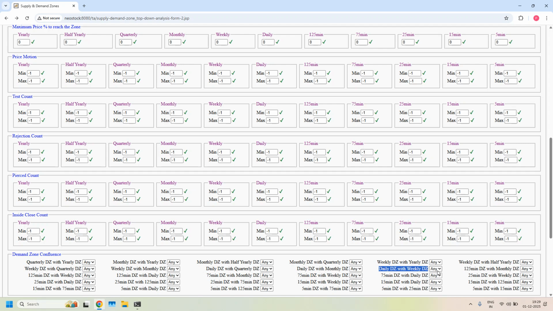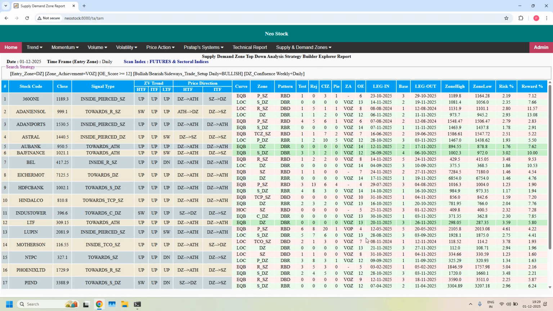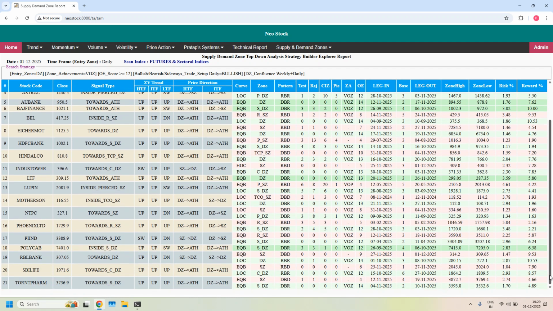So this is the filter. I am enabling this filter. By applying this filter, out of 27, first 17 stocks. Scrolling the list down, 21 stocks are filtered out. All these 21 stocks have daily demand zones overlapped with weekly demand zones. And the weekly trend, that is ITF trend, is uptrend in all the stocks, and the daily zone is overlapped with the weekly zone. So we are further filtering based on weekly demand zone having weekly EMA confluence.